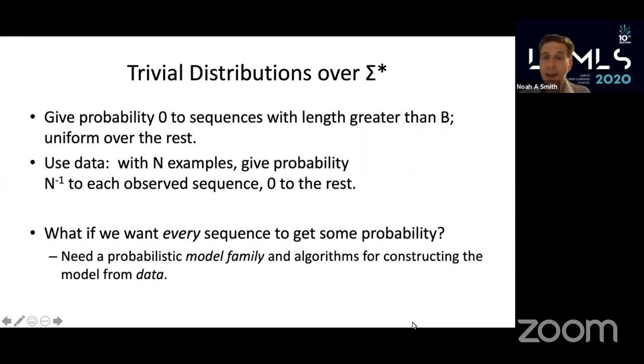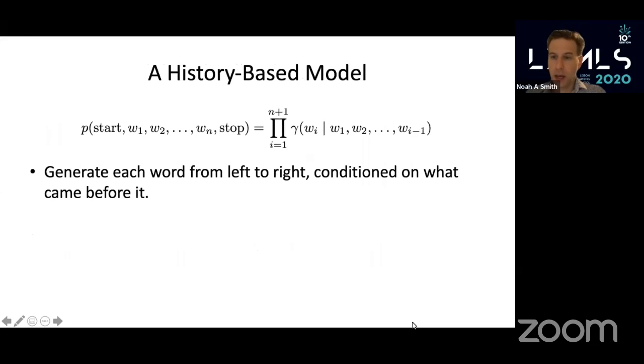So in order to do that, if you want to put probability on this infinitely large space, you have to design some kind of probabilistic model family, and then propose some algorithms that will let you construct the model from data in a way that once you've constructed it or once you've estimated the parameters, it will generalize to new instances. Okay, so here we go. Our starting point for thinking about distributions over sequences is a model we'll call the history-based model.